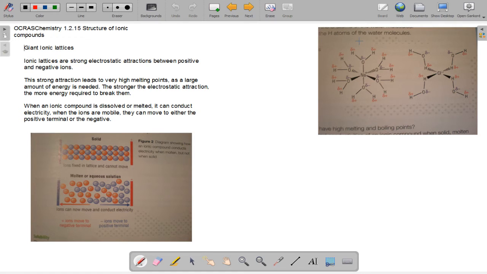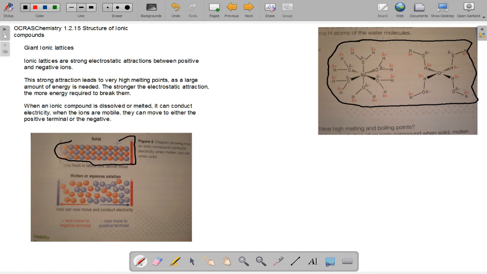So another example: hydrogen bonds are the attractions here. The more hydrogen bonds one has, the higher the melting and boiling point, and it's the same with the ions. The more electrostatic attraction you have, the higher the boiling point you're going to get.